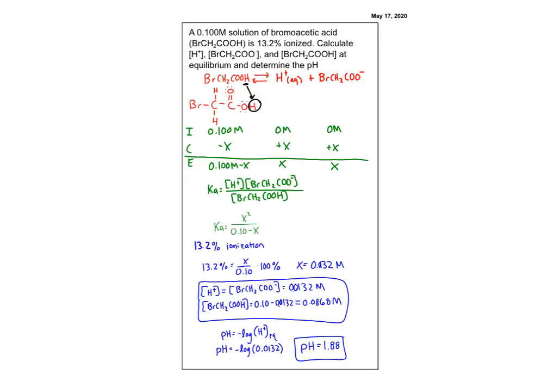Hopefully this is the equation you got and the ice table, and you were able to use the percent to solve for X and then plug in your X's to find the pH and the equilibrium concentrations.